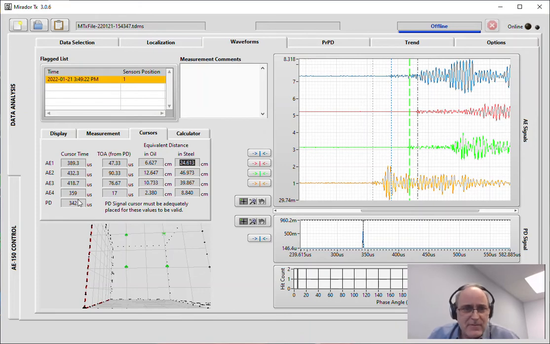So same thing, but let's look for channel number 4. So the time between the electric and that moment over here where I place a cursor is 17 microseconds. So it's 8 centimeters, 8.8, from sensor number 4.